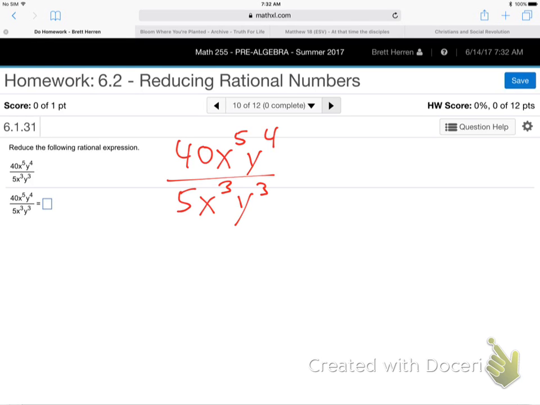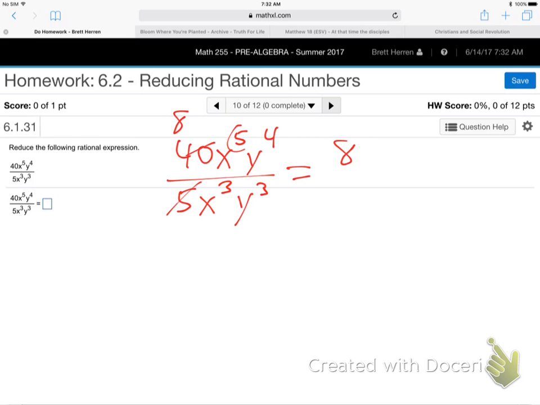So we good here? So 5 goes into 40 8 times, right? Just divide on your calculator. 40 divided by 5 is 8. And remember, wherever the bigger number is, that's where the leftovers end up. So 40 is bigger, so the 8 ends up there, on the top.